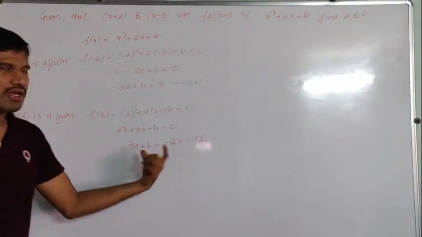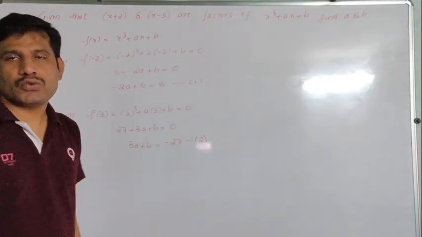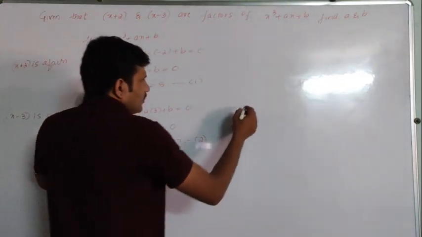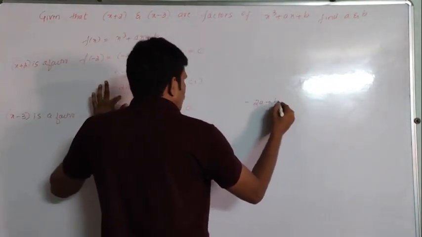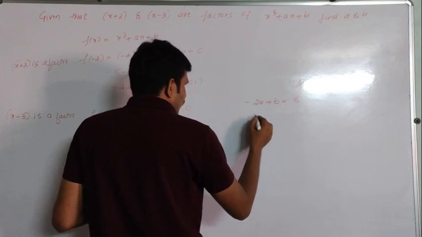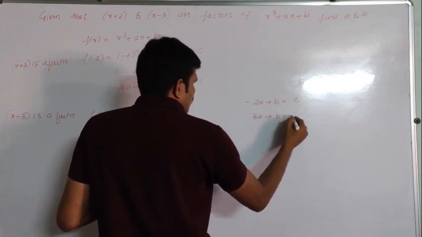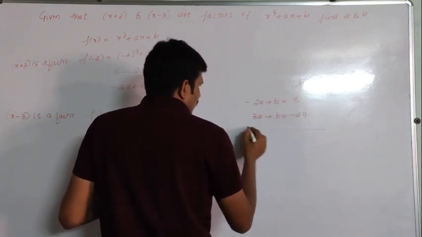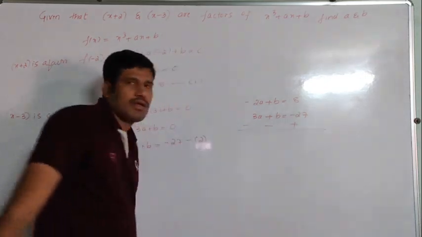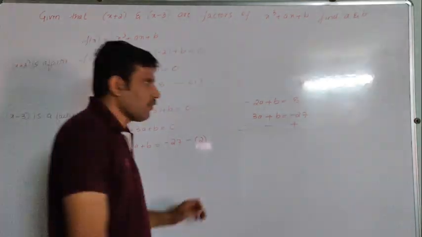So for f of 3, we are getting one more equation. Now we have to solve these two linear equations. First equation is minus 2a plus b is equal to 8. Second equation, 3a plus b is equal to minus 27. Now it is minus, minus, plus. Now subtract this. So why subtracting?